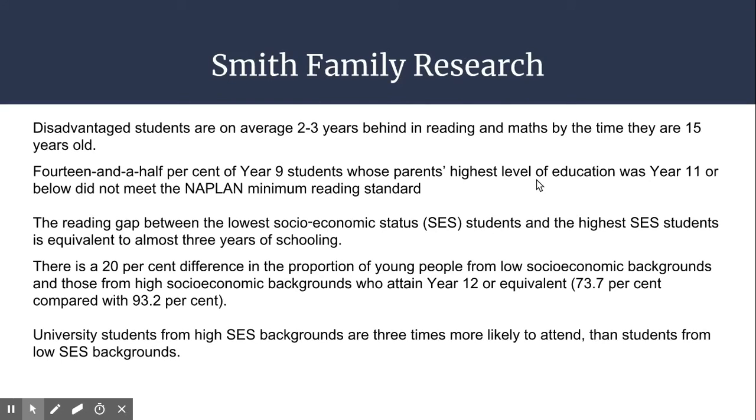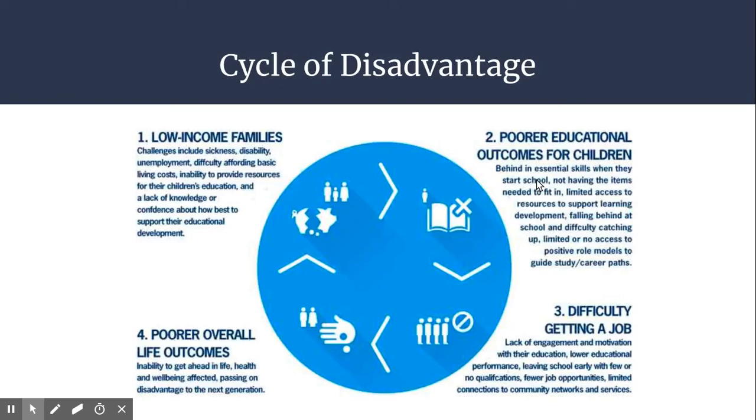University students from high SES backgrounds are also 3 times more likely to attend than students from low SES backgrounds. That last statistic strongly reiterates the point made earlier, in that disadvantaged or marginalised students are unable to make school attendance or study a significant priority. What are the long-term effects of this?